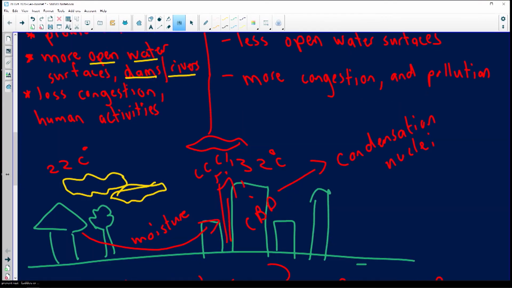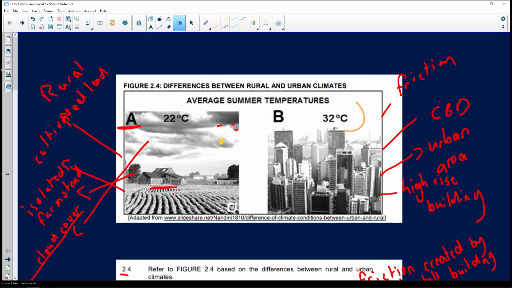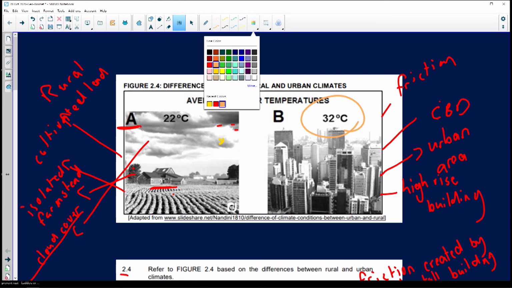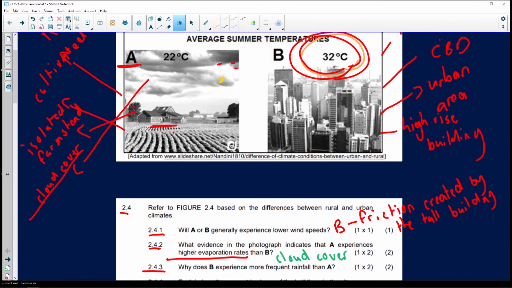the next question. What can we do to counter urban heat islands? What can we do to reduce the higher temperatures in our urban areas? That's quite a vitally important question because they tend to love to ask this question. So what can we do? Let me just clean this up a little bit. What can we do to reduce, sorry, you probably can't see it at home. What can we do to reduce this 32 degrees Celsius temperatures?